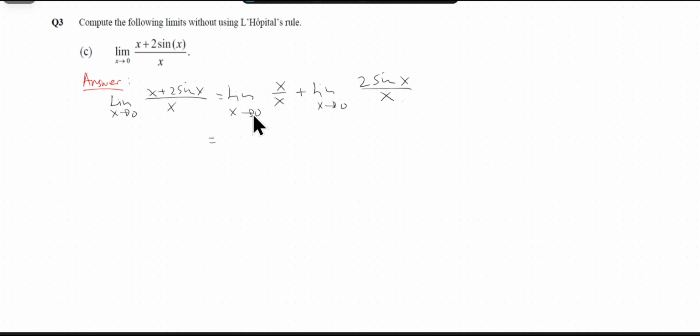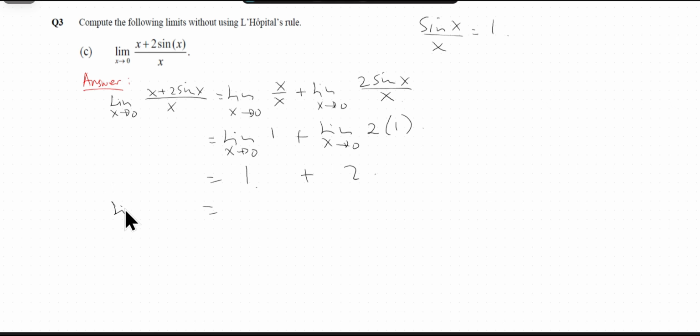So the limit of x over x equals the limit of 1 as x approaches 0, plus the limit as x approaches 0 of 2 times sine x over x. The expression sine x over x approaches 1 as x approaches 0. So the limit of 1 equals 1 and the limit of 2 times 1 is 2. Therefore, the limit of the function as x approaches 0 of (x plus 2 sine x) over x is simply 3.